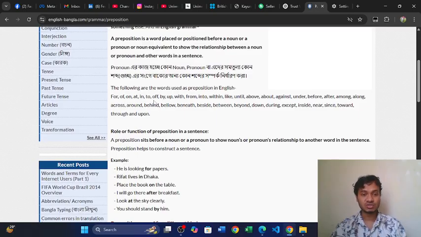on, at, into, of, by, up, with, from, into, within, like, until, above, about, against, under, before, after, among, along, across, around, behind, below, beneath, beside, between, beyond, down, during, except, inside, near, since, toward, through, and upon.